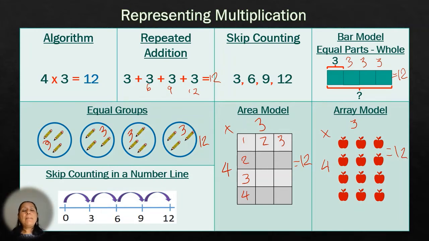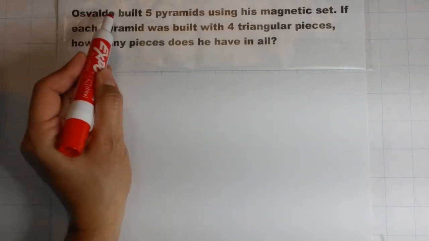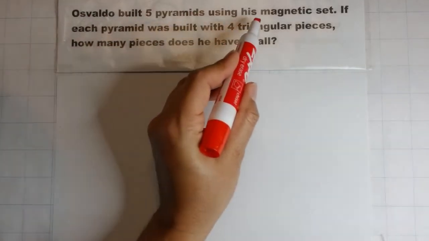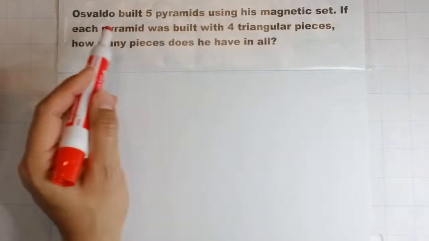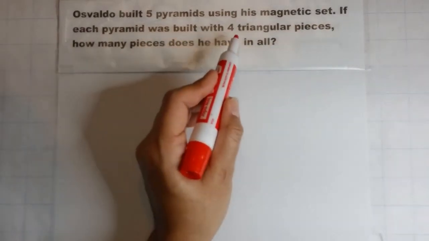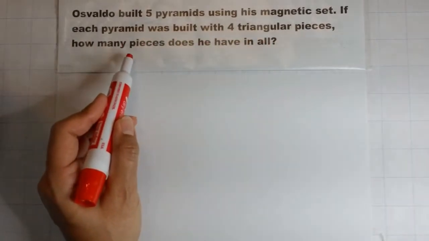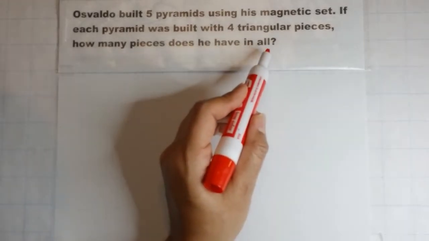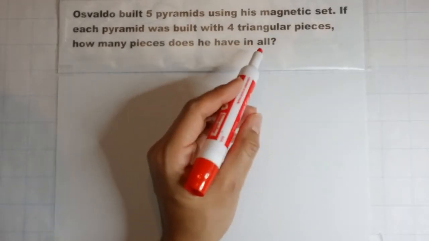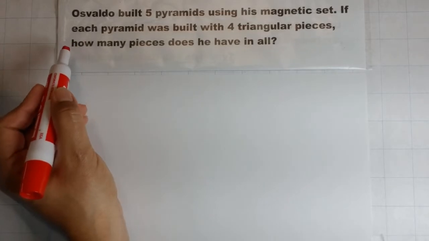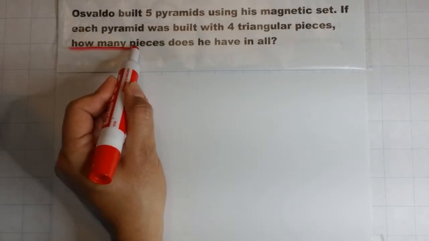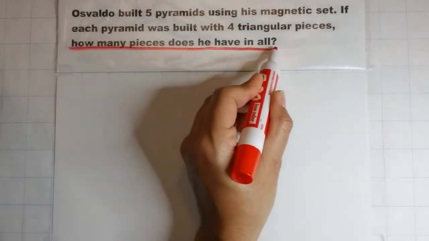Now, let's see how we can apply these different strategies to solve the next problem. The first step to solve a problem is to read it. So let's do it. Osvaldo built 5 pyramids using his magnetic set. If each pyramid was built with 4 triangular pieces, how many pieces does he have in all? Now the second step is to underline the question so we can focus on what we need to do. How many pieces does he have in all?